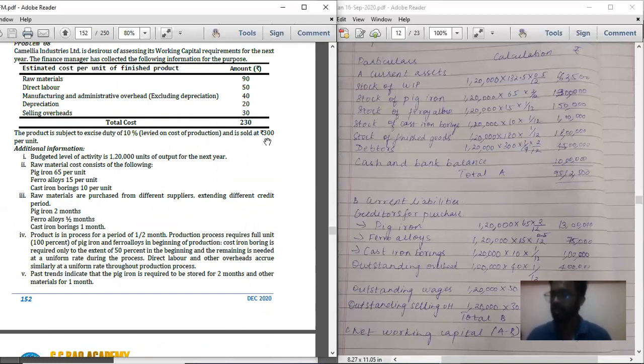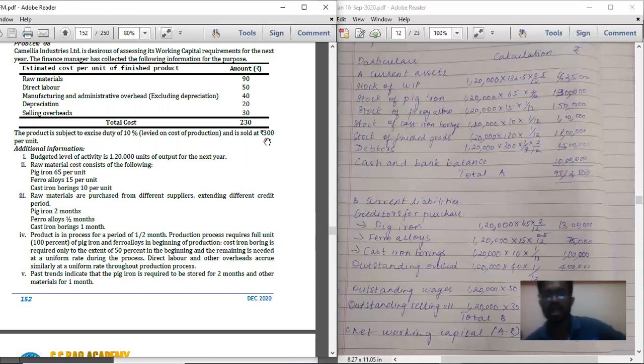1,20,000 into 300 rupees per unit into 3 divided by 4 into 2 months time period, so 2 divided by 12. 1,20,000 into 300 into 3 by 4 into 2 by 12. So the amount column recorded 45 lakhs.